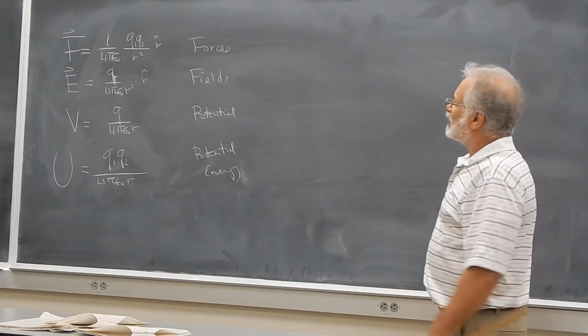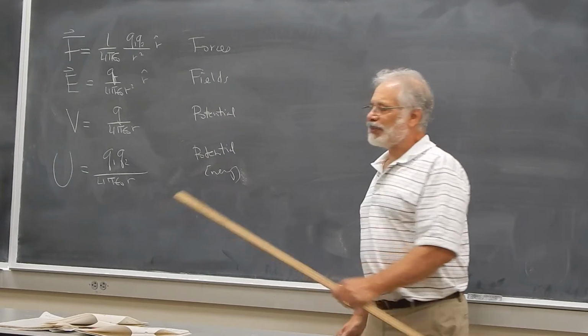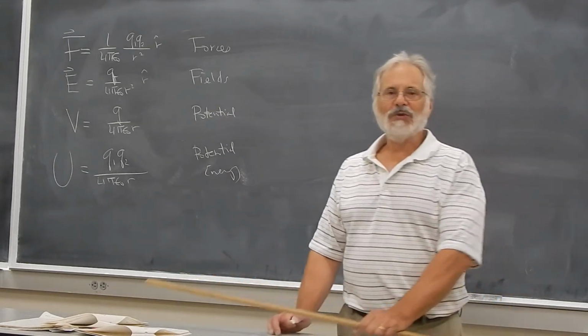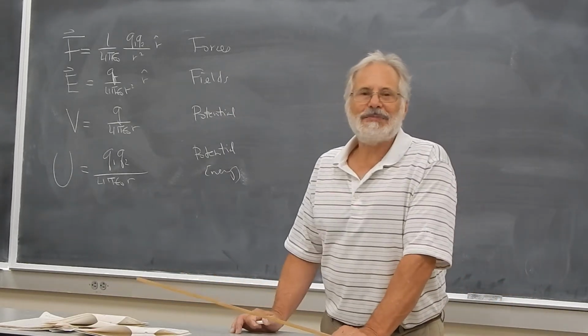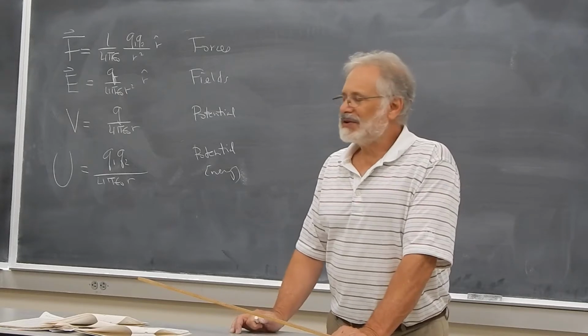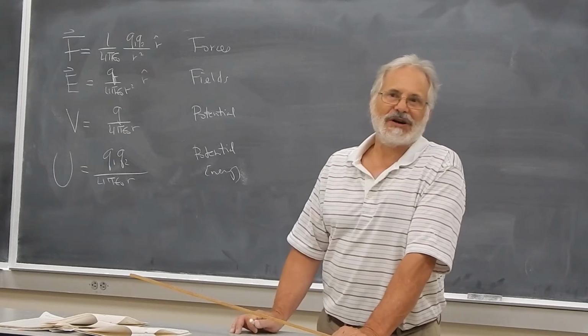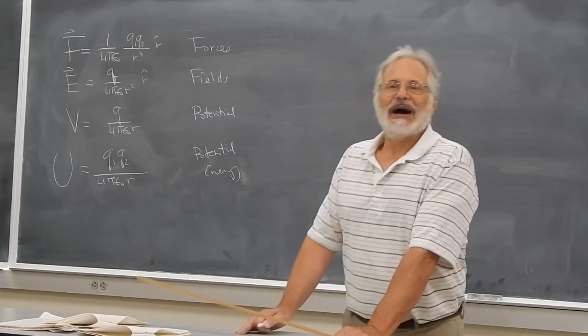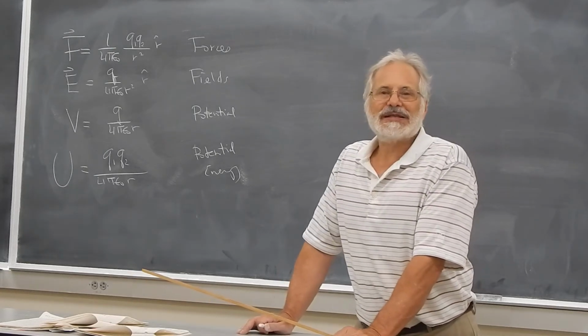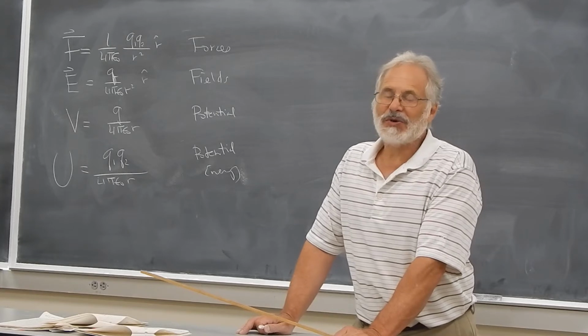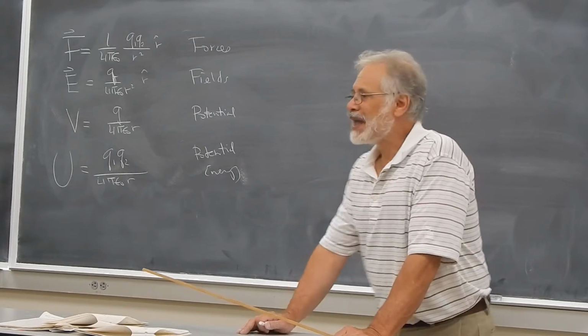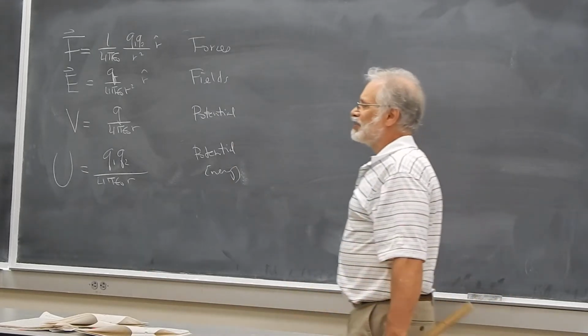On the other hand, for electric fields and electric potential, you can only find those quantities at a point in space. So there's no way you can calculate what the electric field is on a charge. It has to be the electric field at a point in space due to a charge or a distribution of charges. And the same thing is true for electric potential.